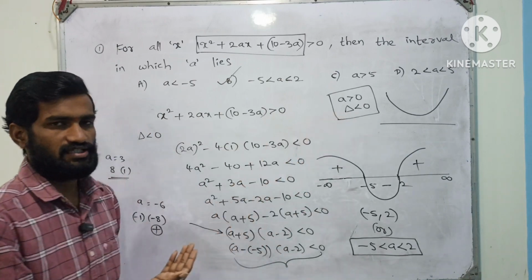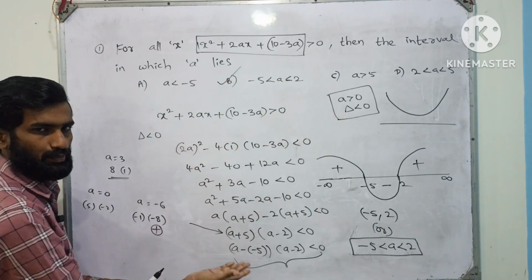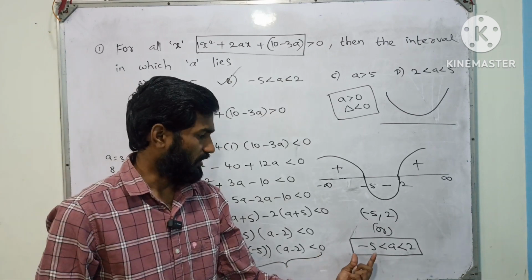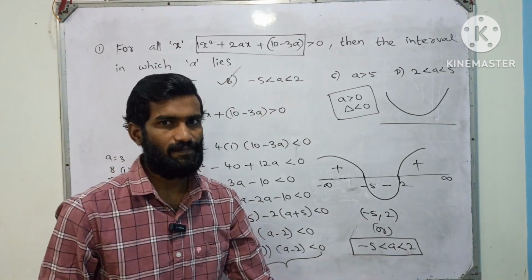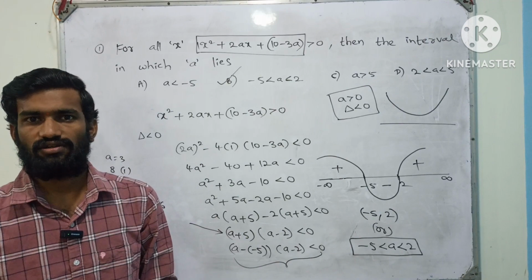So we need to take that discriminant less than 0. I have solved for the discriminant and I got the values of a: minus 5 to 2. Okay. Once you observe this one, we'll solve the next problem.